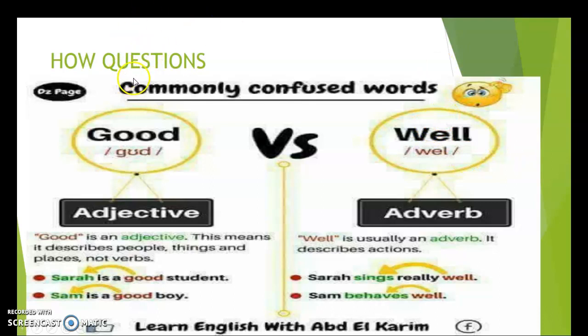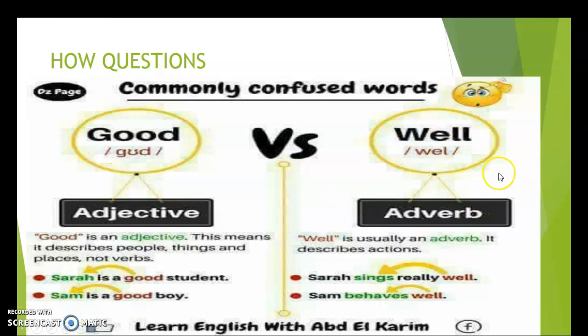Okay, now we are going to check questions with how. I know that some of you were confused with this, so good and well. Keep in mind that good is an adjective. This means it describes people, things, and places, not verbs. Sample. Sarah is a good student. Here I'm describing Sarah and I'm saying that she is a good student. Sam is a good boy. So here again I'm describing Sam.